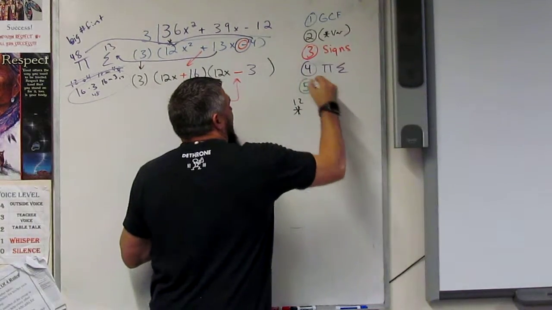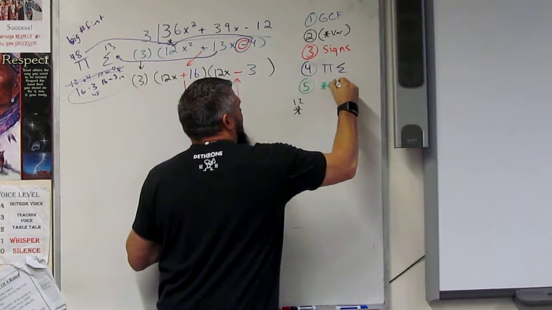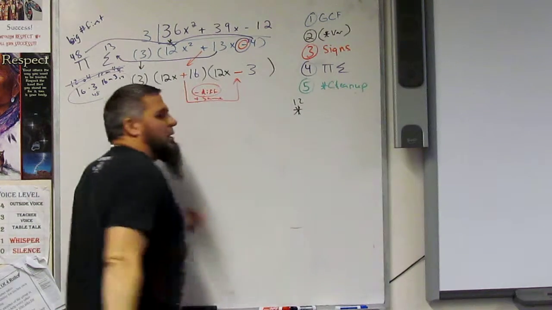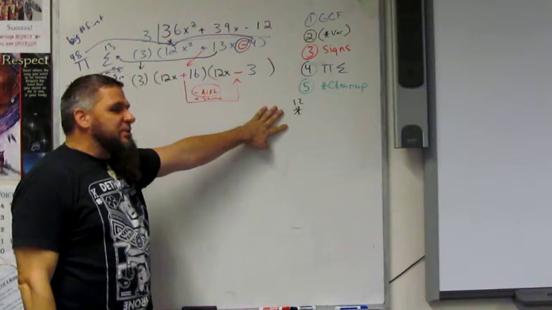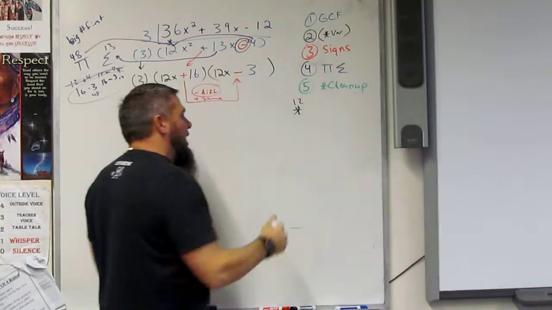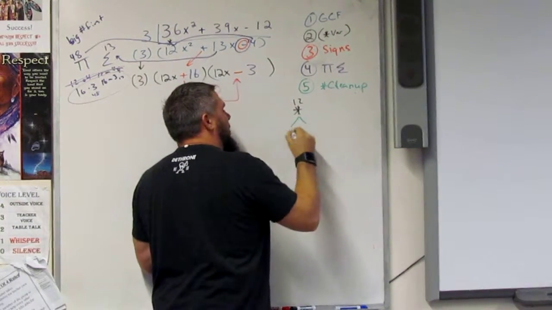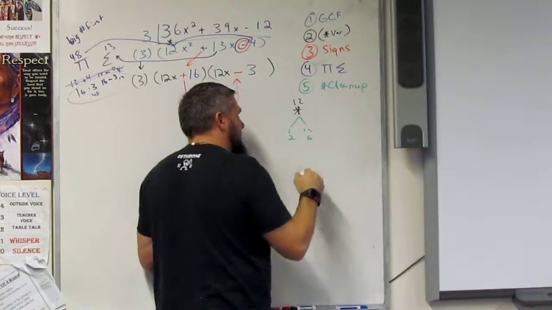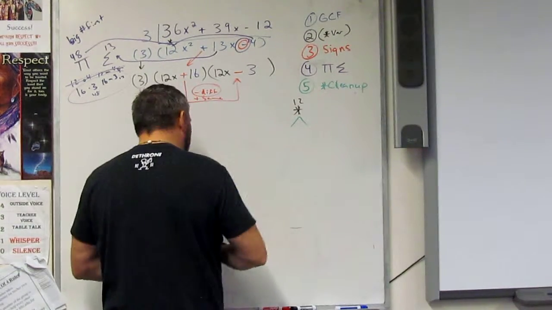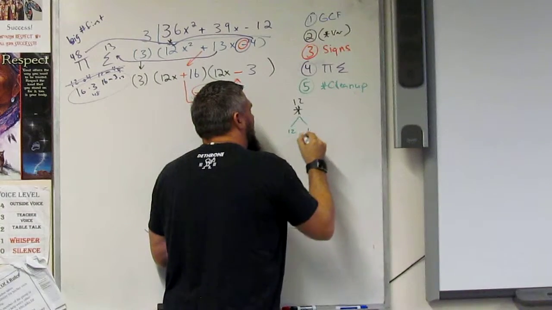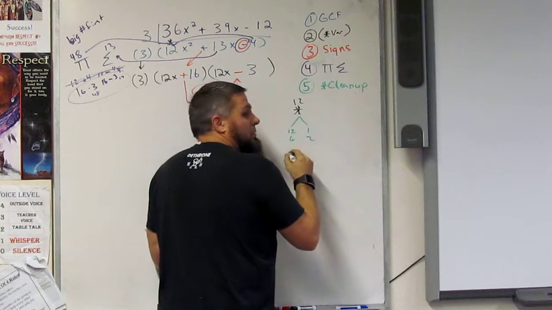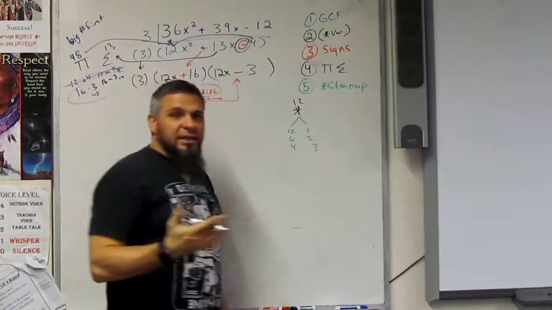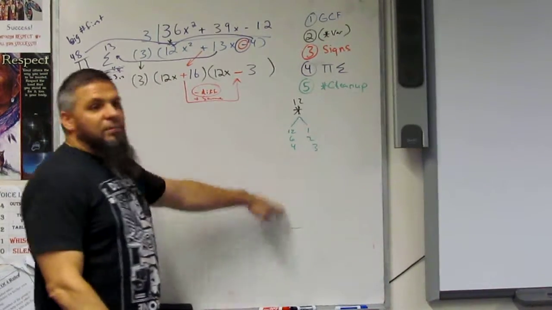Step 5 is star clean up. Okay? Again, we got to clean up this 12. Now a 12 can be made by doing what? 1 and 12, 6 and 2, 3 and 4, and then that's it, right? We can write them as big number first, that's fine. So we need one of those combinations.